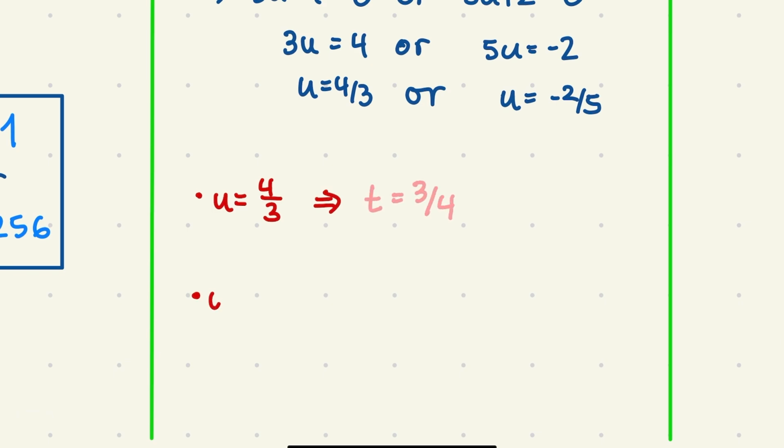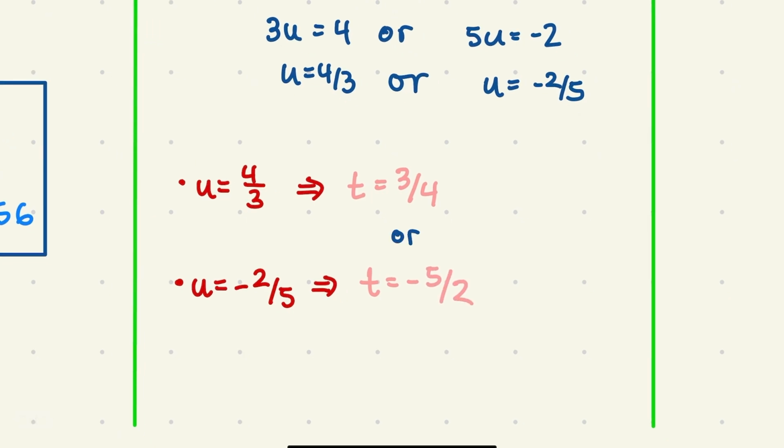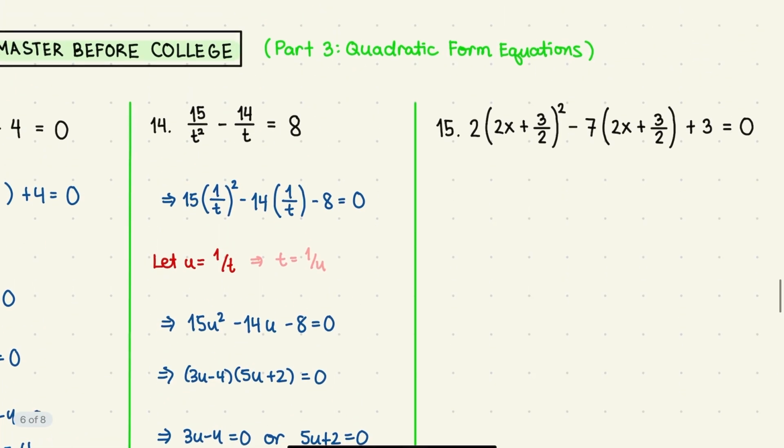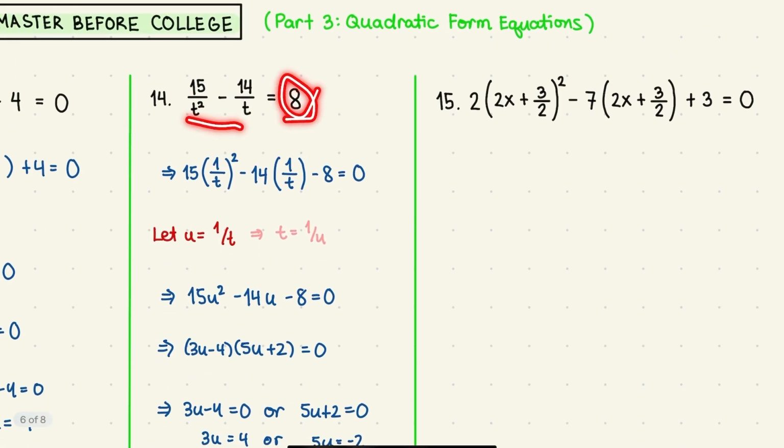And then if u is equal to negative 2 over 5, since they are reciprocals, we'll just have here t equal to negative 5 over 2. And these two are actually the final answers for this problem. Indeed, you can verify that when you plug in these values into this one, then you'll get 8 out here.